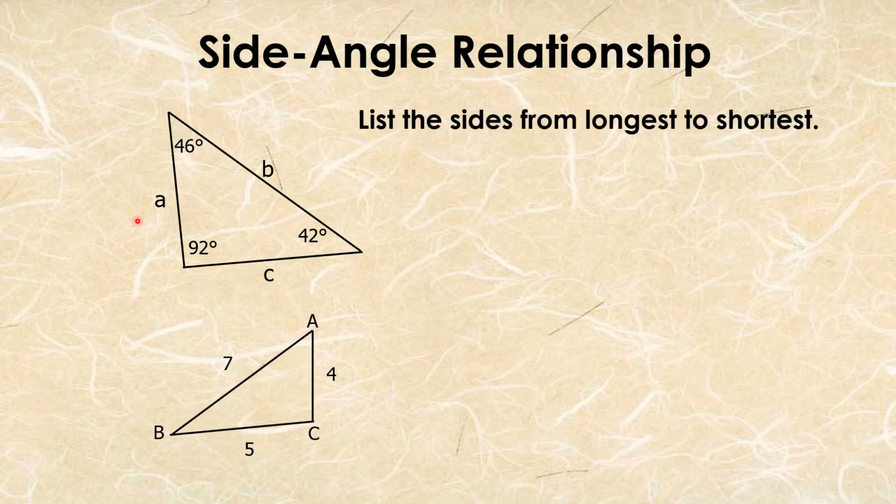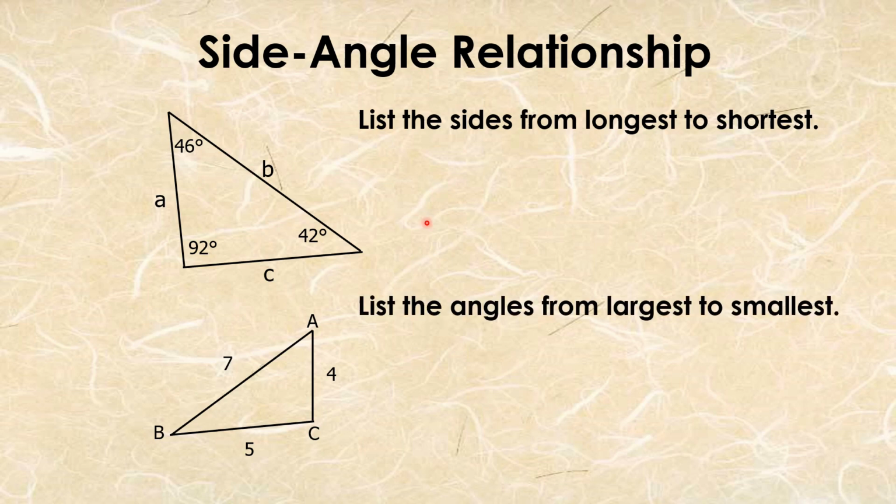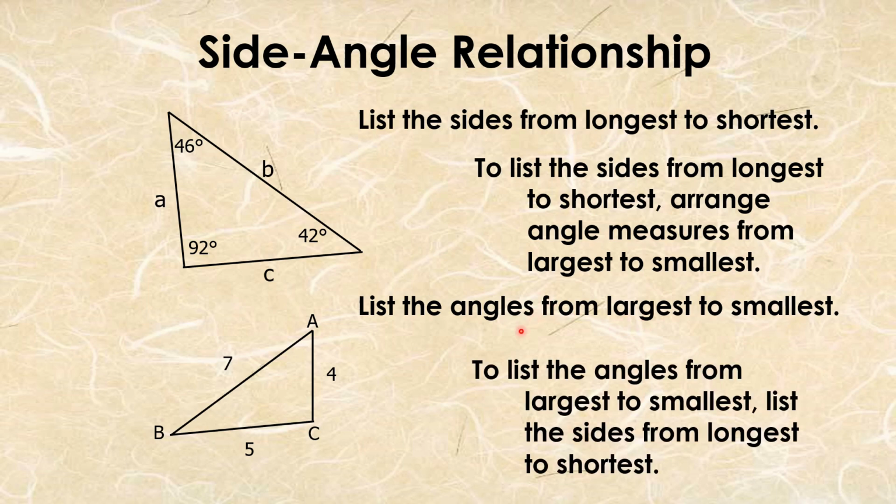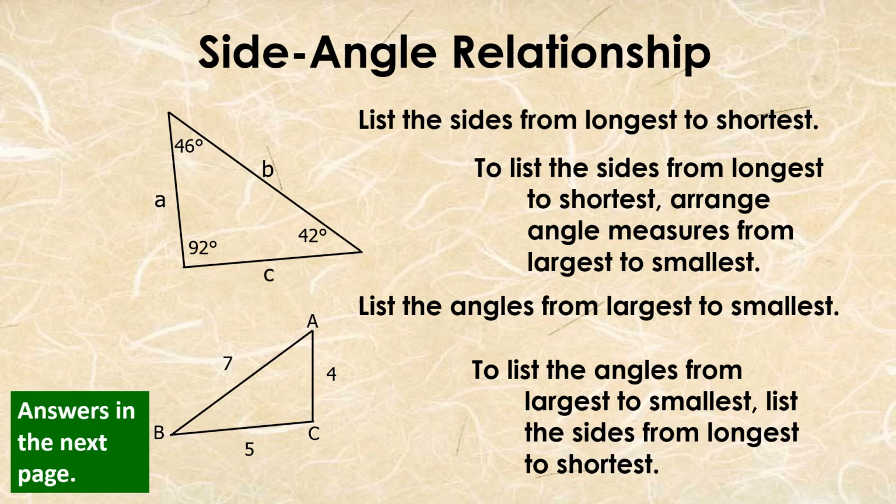List the sides from longest to shortest. Arrange the angle measures from largest to smallest. To list the sides from longest to shortest, you need to arrange the angles from largest to smallest. Okay, let's apply it to that problem.